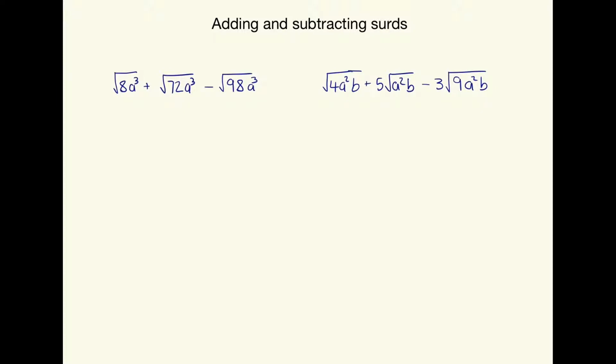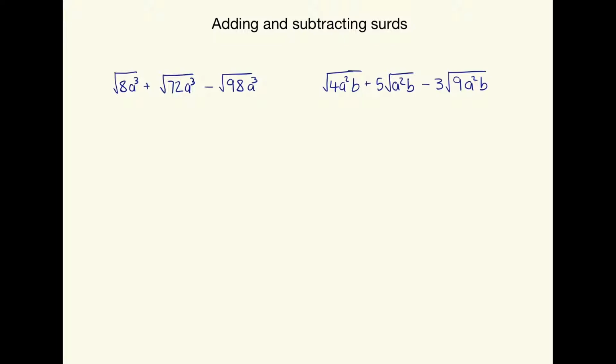The only way you can do that is if the terms underneath each surd are the same, and here they are not. When the surds are not the same, one of the strategies we're going to look at today is to simplify each of those surds. Then hopefully the number or the term underneath each surd will be the same. Let's see how we go.